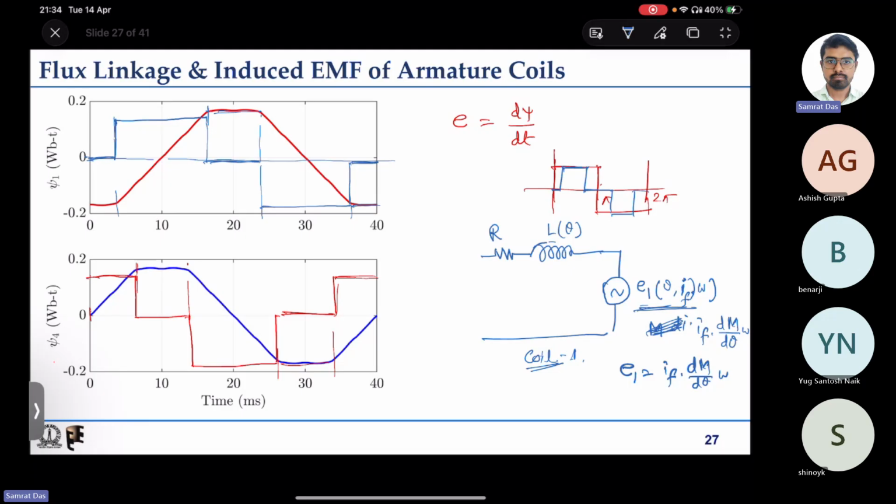Does it answer your question? Yes, sir. But the voltage drop will be due to the current flowing through that particular coil, right?